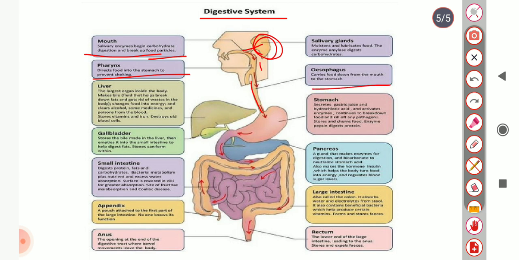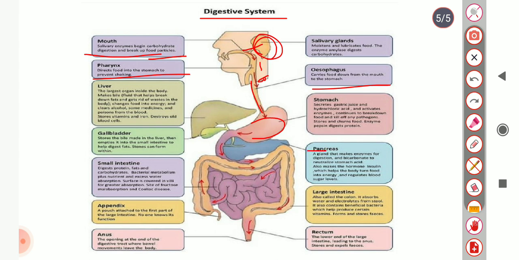You can see the bolus present. When the bolus comes down, it enters into the stomach. The stomach secretes gastric juice and hydrochloric acid, which activates enzymes, continues to break down food and kills off any pathogens. It stores and churns food, and releases the enzyme pepsin for digestion of protein.